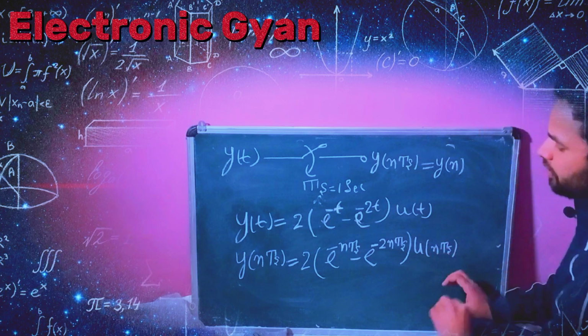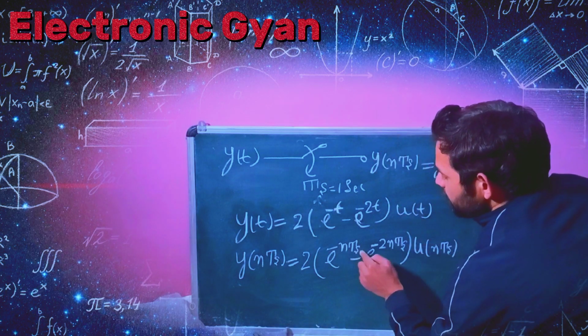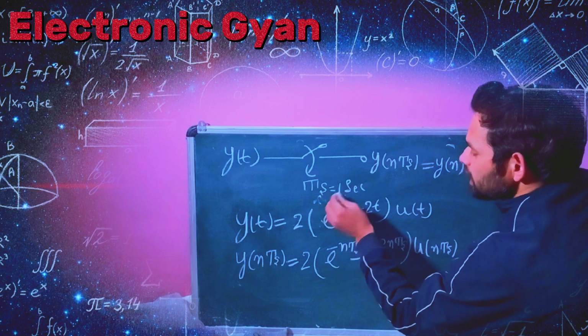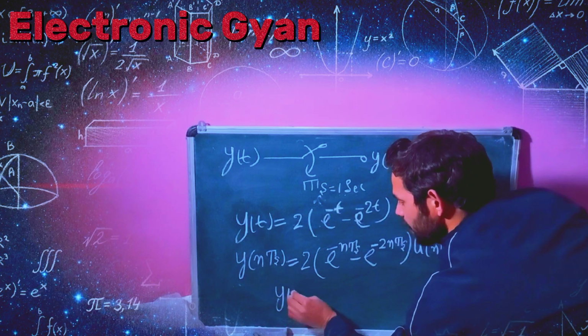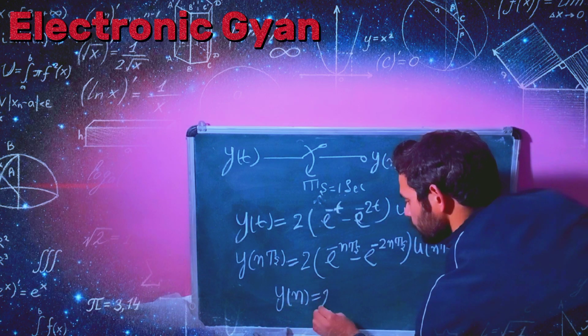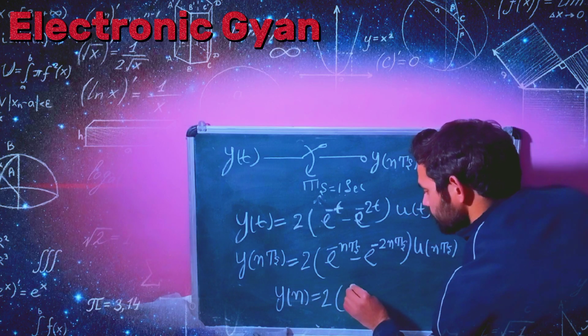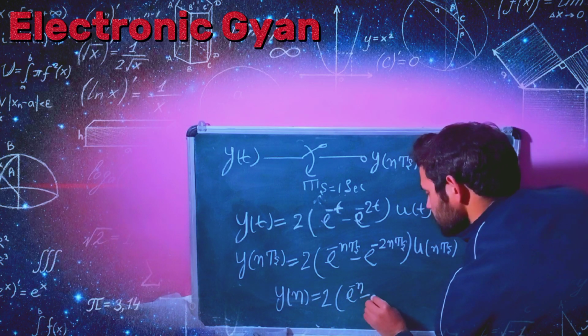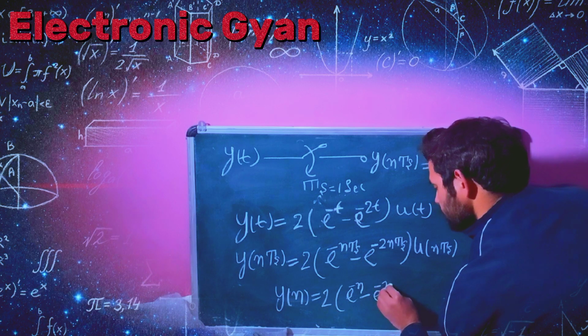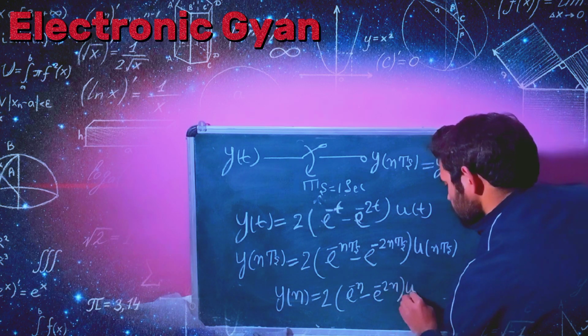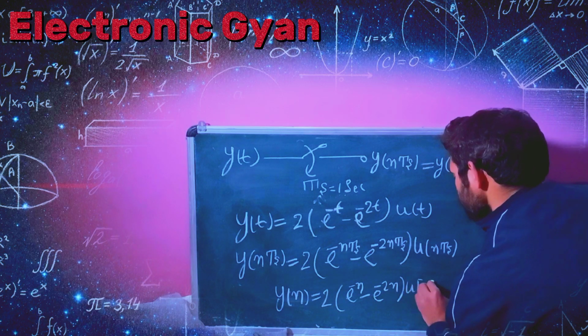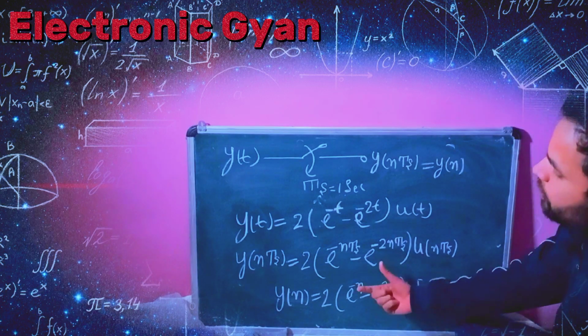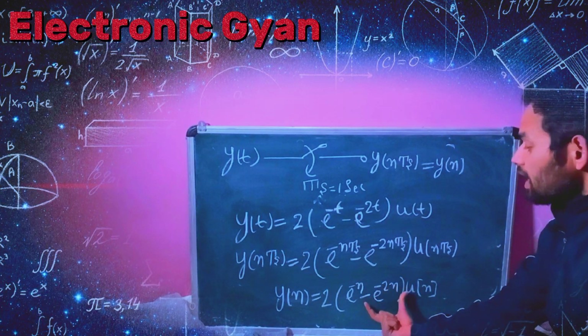Okay, so now see here, by putting the value of Ts here, Ts is nothing but 1 second, by which we get y of n is equal to 2 e to the power minus n minus e to the power minus 2n into u of n. Okay, so this is our discrete time signal.